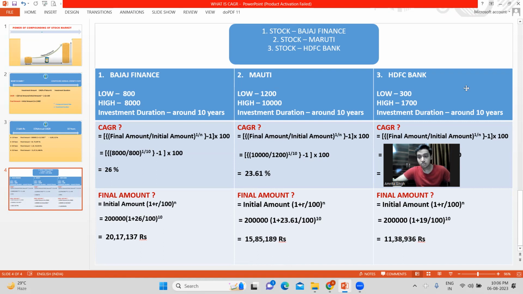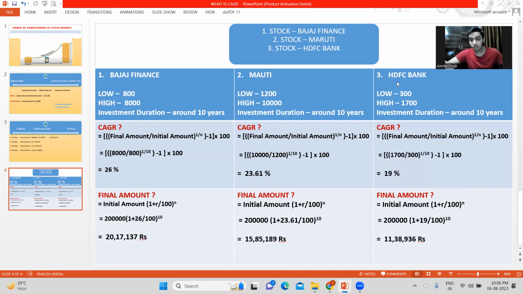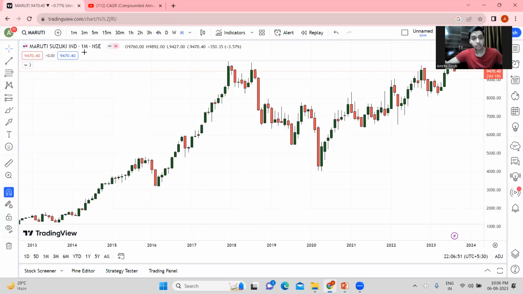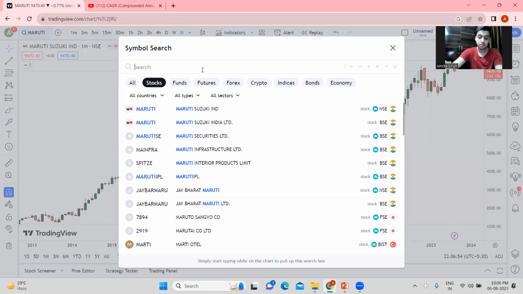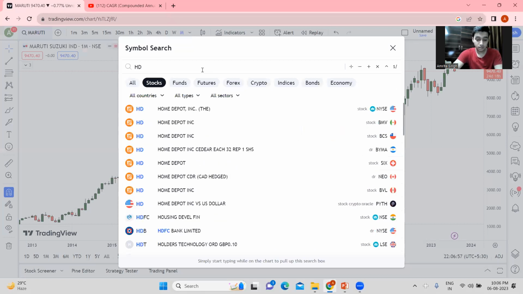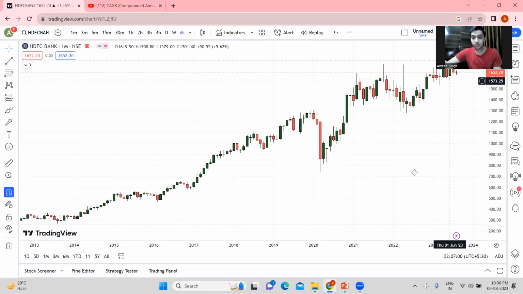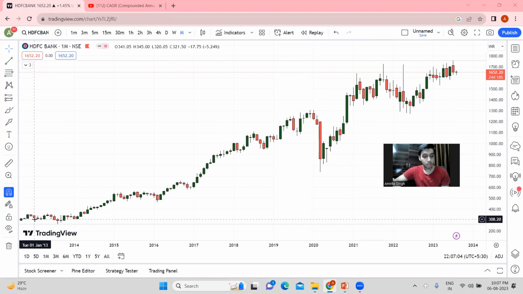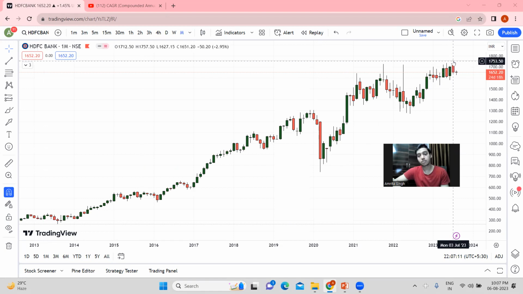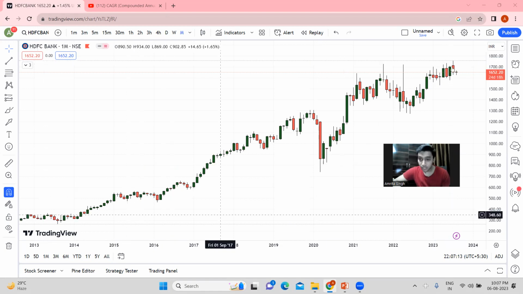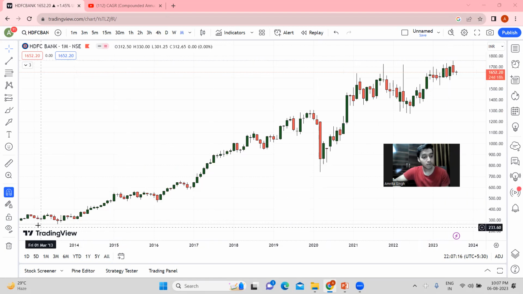And the next stock, and the last stock that I have taken, is HDFC Bank. Again, I'm going to show you the monthly chart of HDFC Bank. Here is the monthly chart of HDFC Bank. Again, the lowest we are going to take is almost 300, and the highest almost 1700. So the final amount is going to be 1700, and the lowest amount is going to be almost 300.